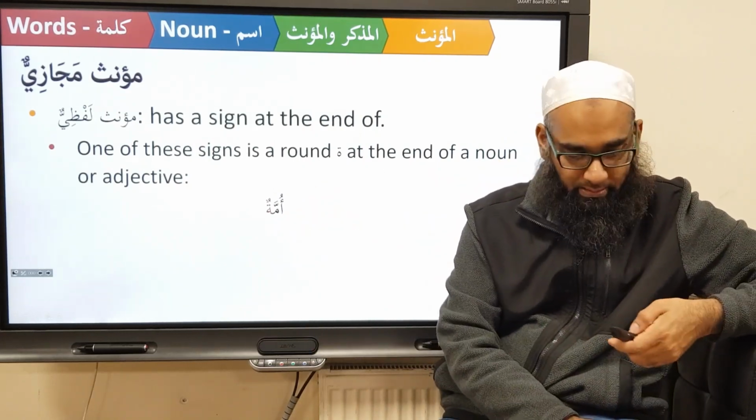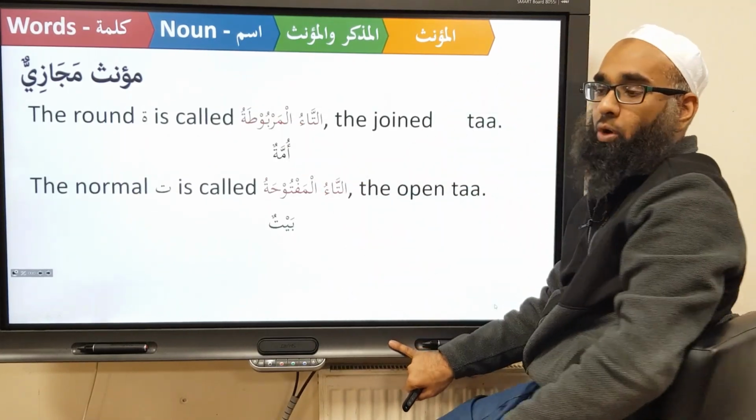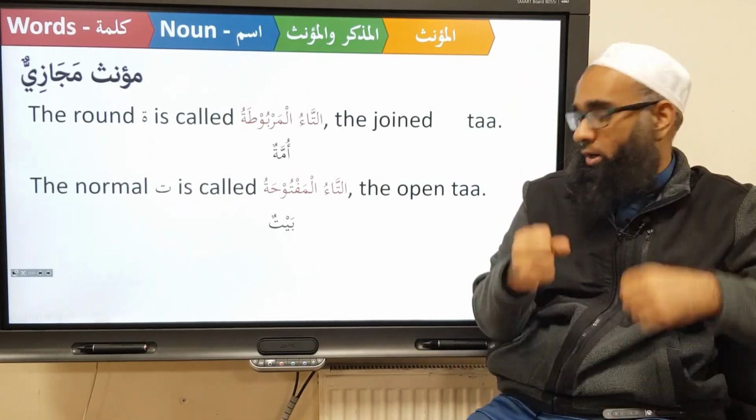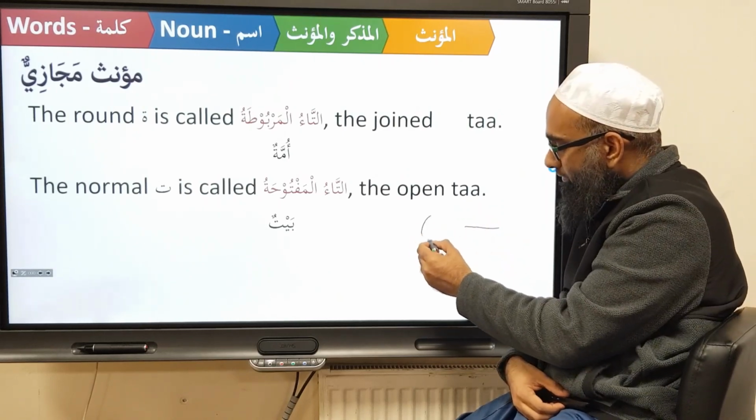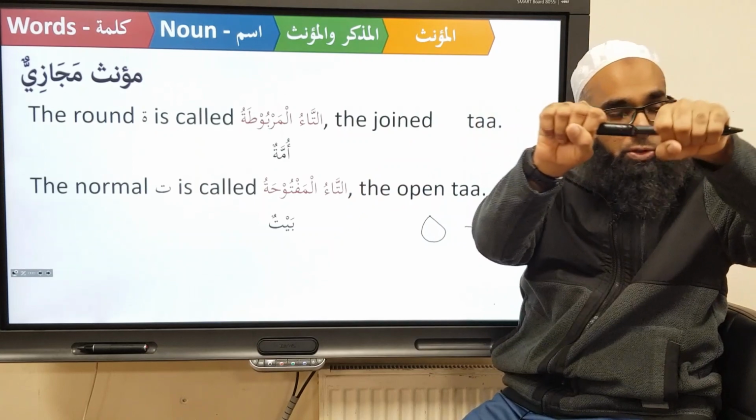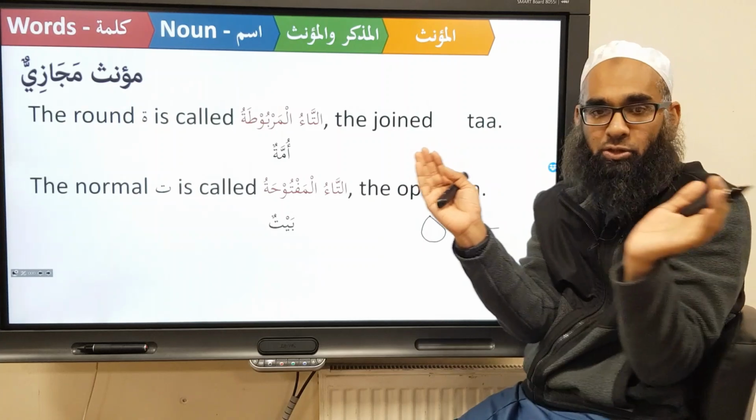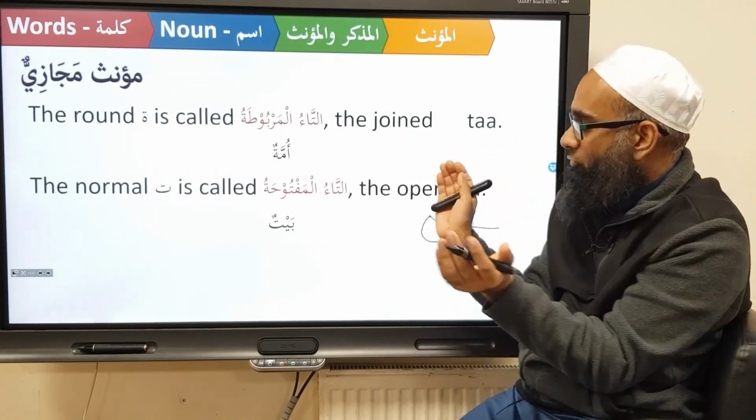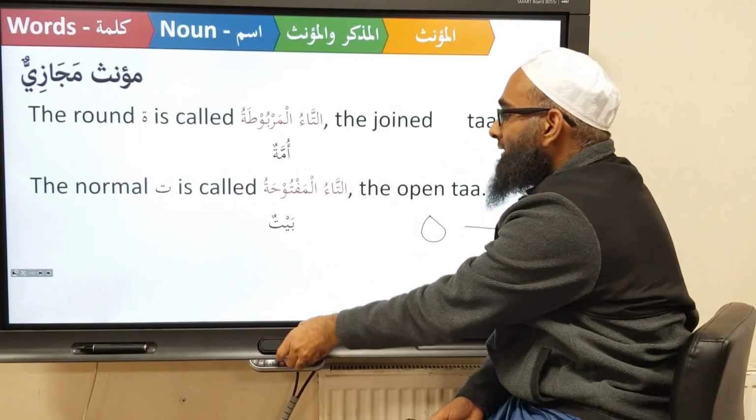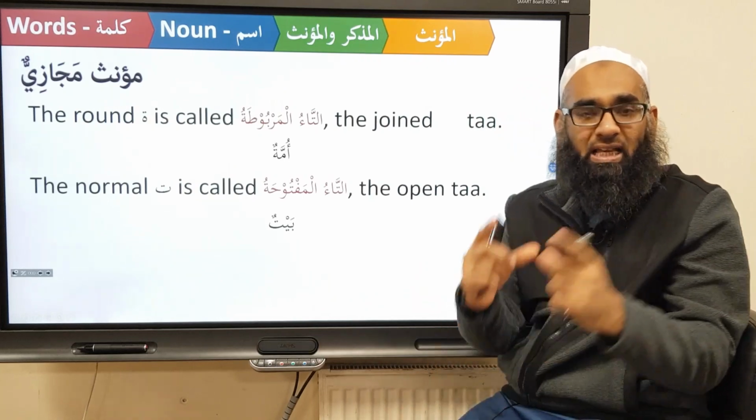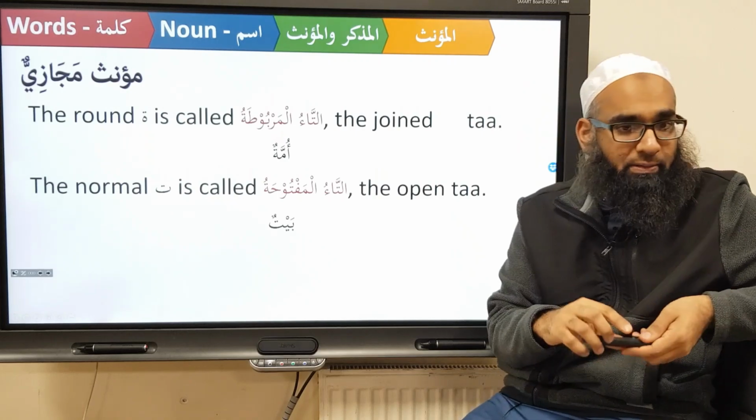Making sense? Yes. Now, whilst we're here on ta al-marbuta, this ta is called al-marbuta. Why? Rabata yarbitu means to tie, to knot. So this ta is a line, then we knotted it up, we joined it together. And the normal ta is called at-ta al-maftuha. What is it? It's open. This is a joint ta, the rounded ta, and the ta al-maftuha is the open ta. So you have at-ta al-marbuta, the ta that has been made round and joined together, and the ta al-maftuha, which is open. Correct? Make sense?